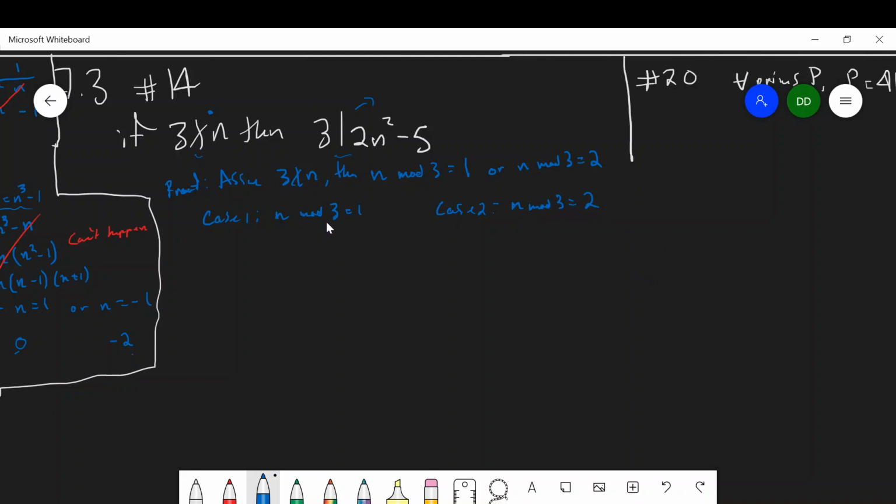So what does it mean for n mod 3 to equal 1? Well, that means I can write n as a multiple of 3 with a remainder of 1. So that means n equals 3k plus 1 for some integer k.